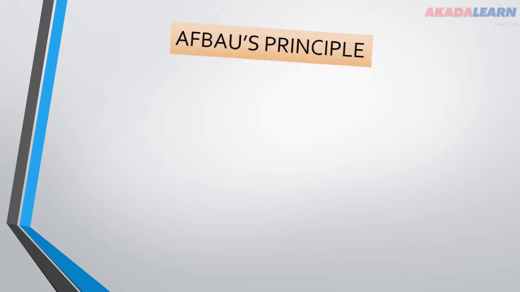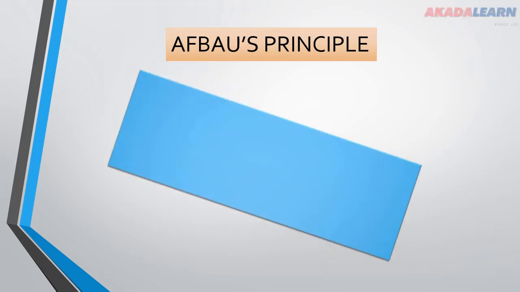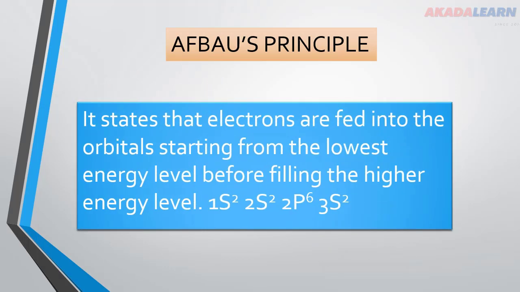Let's now take a look at Aufbau's principle. It states that electrons are fed into orbitals starting from the lowest energy levels before filling the higher energy levels. So when you see us fill electrons and we say 1s2, 2s2, 2p6, 3s2, we are filling them in order of their energies, from the lower energies going up to the higher energies.